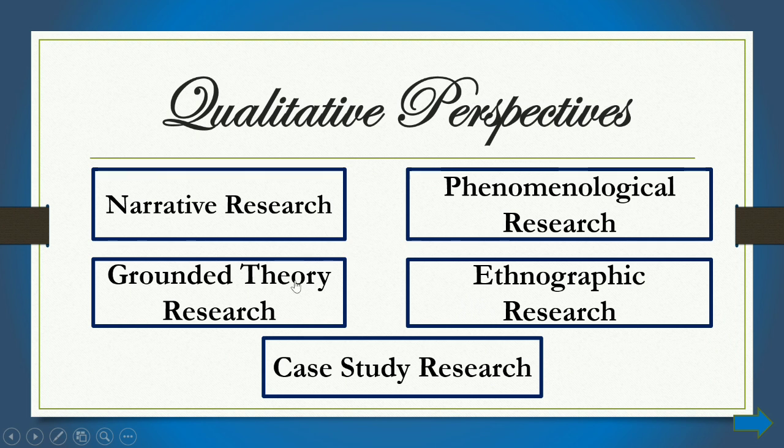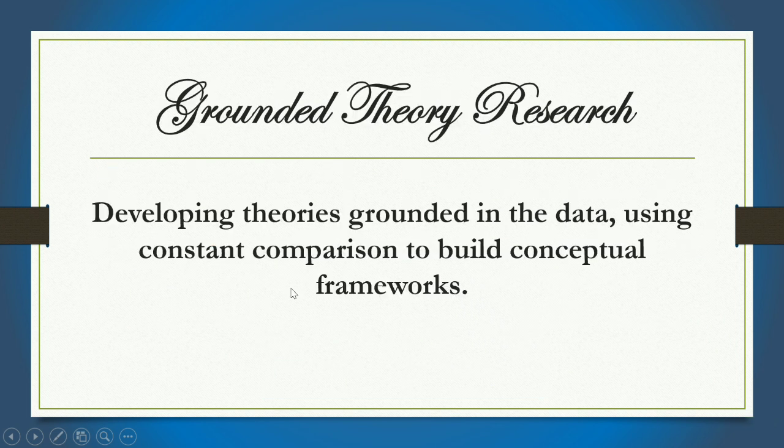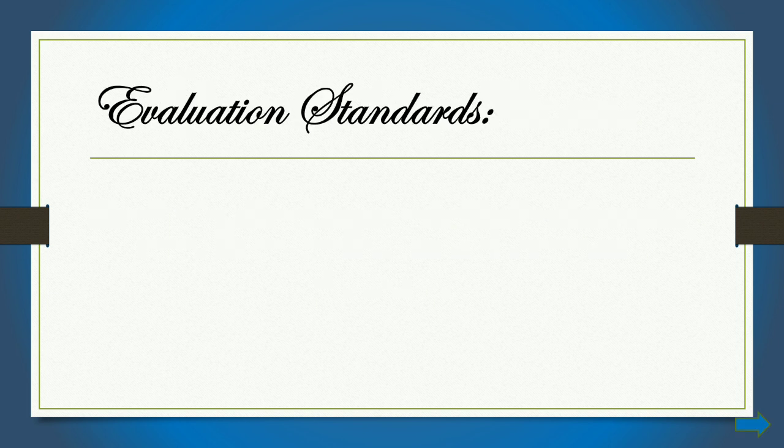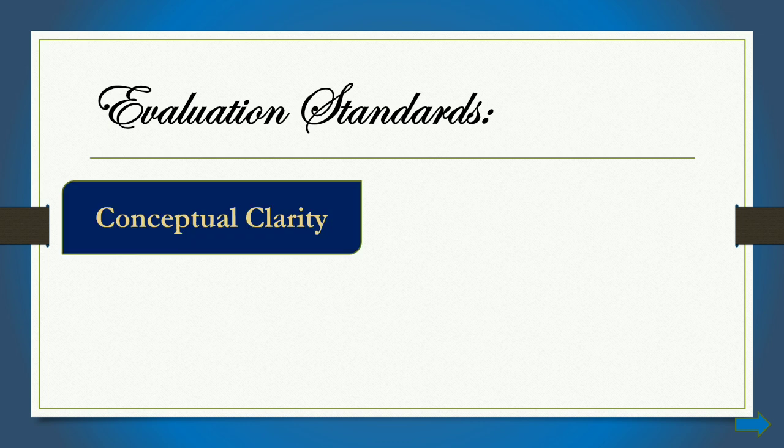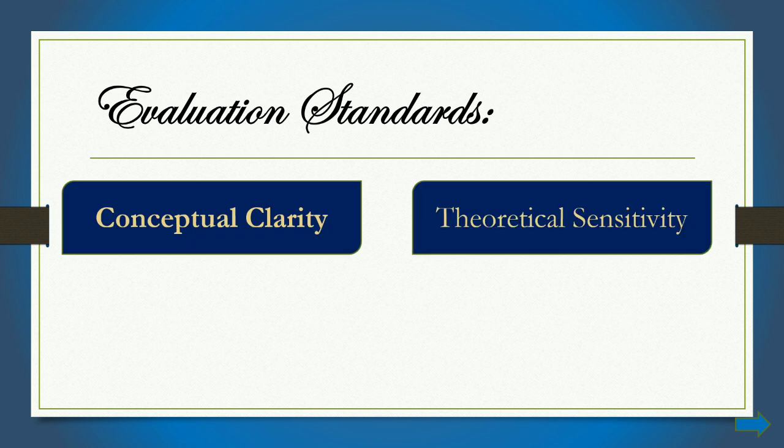The third one would be grounded theory research. Grounded theory research is focused on developing theories grounded in empirical data. The researcher collects data, codes it, and then uses constant comparative methods to develop a theory that explains the phenomenon under study. The evaluation standards for this research first is conceptual clarity.